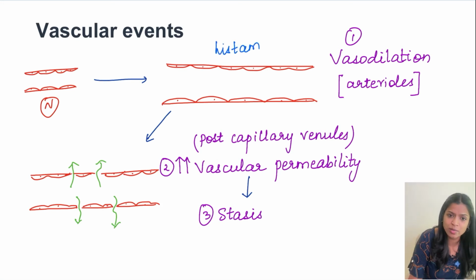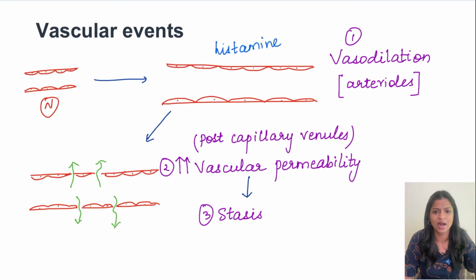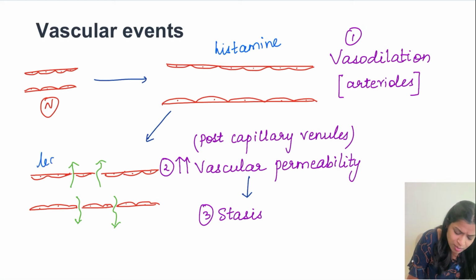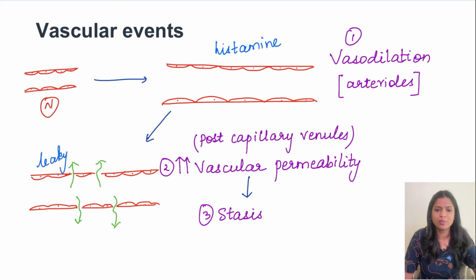This is mediated by the inflammatory mediator histamine, one of the vasoactive amines, the most important of which is histamine. After vasodilatation, the vascular permeability is going to increase. That is, the vessels are going to become leaky. So why do they become leaky? That is how the WBCs can exit the blood vessel and enter the site of injury.